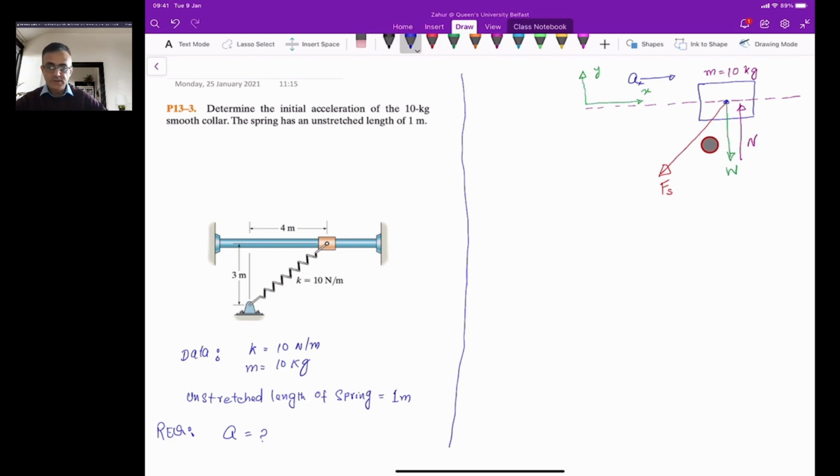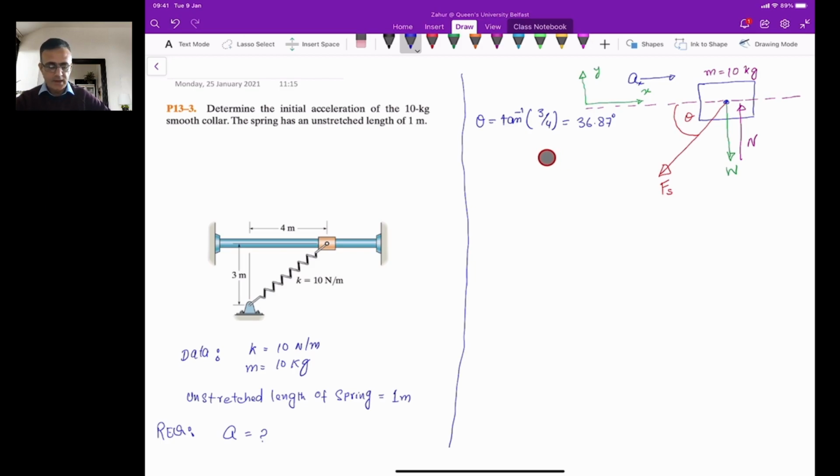Now you're also given this 3 and 4 here, from which you can calculate this angle, which is obviously equal to theta, and this will become tangent inverse 3 by 4, which becomes 36.87 degrees. So we know the angle here.